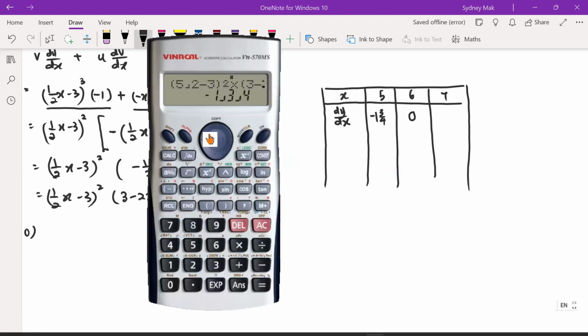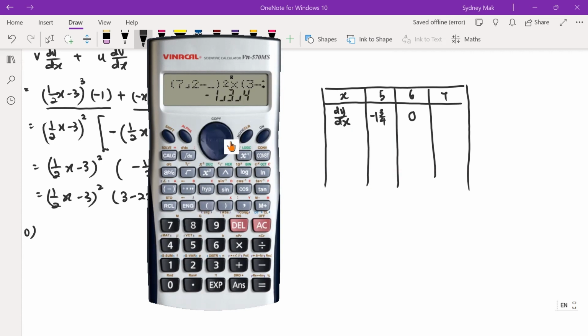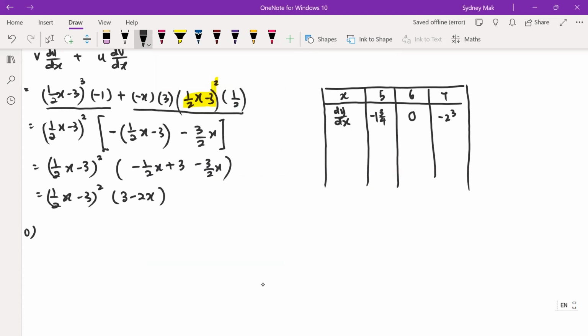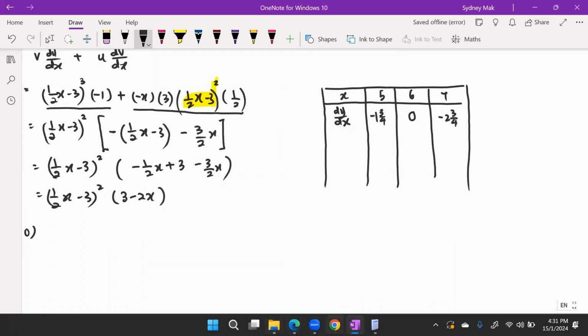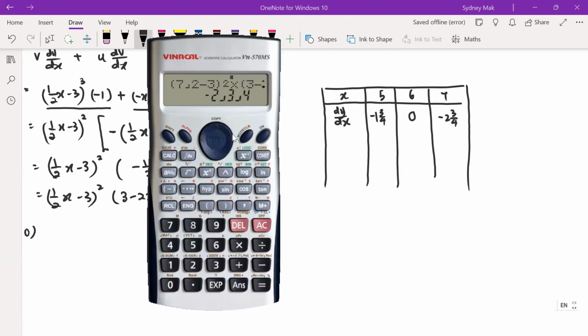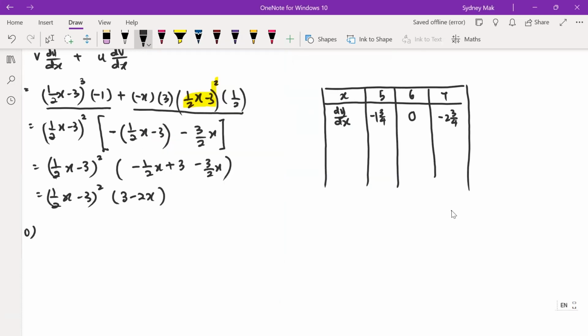We then check if the x value is 7. We just change the 5 we keyed in just now to 7, and let's see what answer we get. We got negative 2 and 3/4. If you're not sure about the 6, you can try using the calculator. Replace the digit 7 with 6, because that is where the x is. Definitely you get 0. So that is the value of dy/dx.